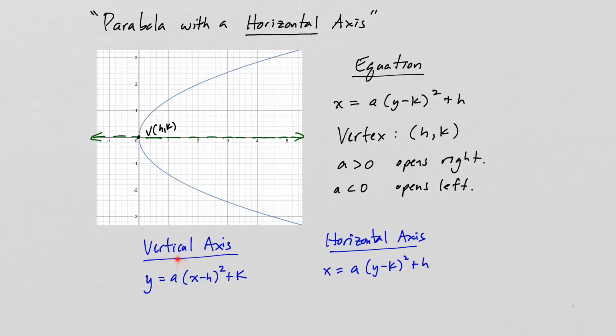So here we have the vertical axis equation, and here we have the horizontal axis equation. You should notice the equations are really similar to each other. In fact, the only difference is two things. Number one, x and y get switched. And number two, h and k also get switched. That's all there is to it. So if you know how to graph parabolas with the vertical axis, graphing a parabola with the horizontal axis is pretty much the same thing. Let's look at some examples.